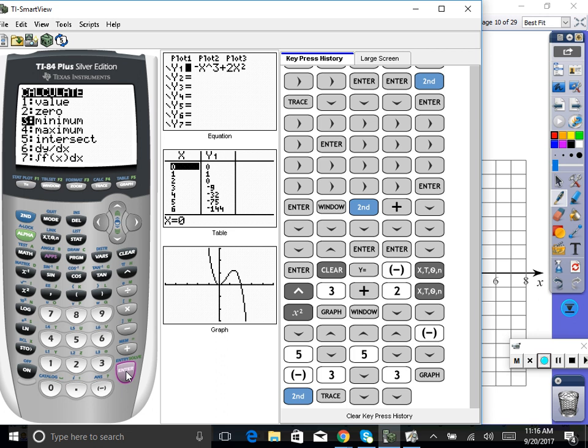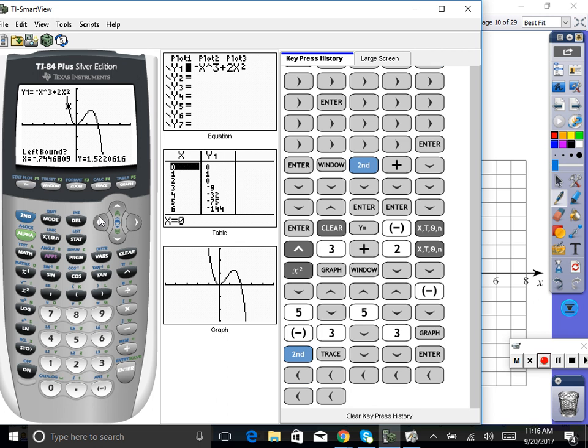Everybody agree? Okay, now understand what this is asking you, because it will make more sense to how your calculator is working. Left bound means your calculator is saying, I can find the min for you, but you've got to show me where the min is. So left bound means go left of your min so I know where the min is. Do you see how I'm left of the lowest point? Anywhere left will work. Your left will be different than my left. It doesn't matter. Hit enter.